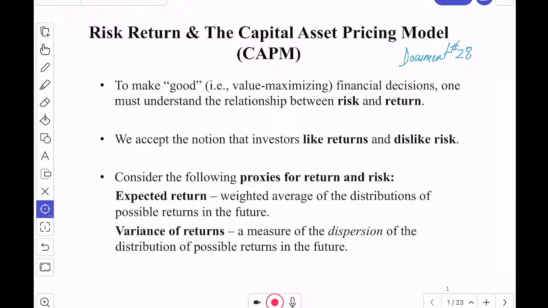So in this unit, we're going to work with the ex-ante returns. That's where I give you a distribution of returns, and we understand that the results from that would be like population parameters, and the expected return would be the weighted average of the distribution of possible returns in the future. And the variance, or the standard deviation, which is the square root of the variance, is a measure of the dispersion of the distribution of possible returns in the future.